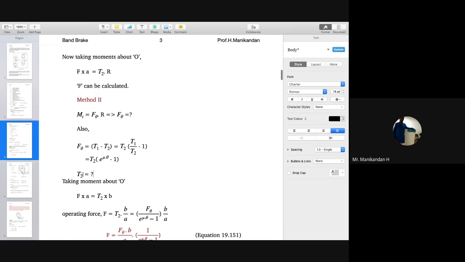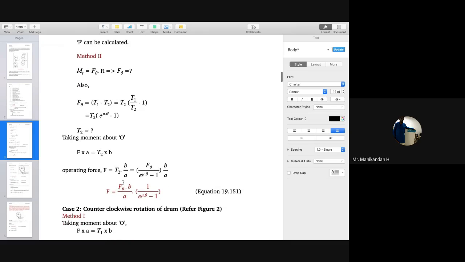Now, after finding out T2, taking moment about O, F into a is equal to T2 into b. We have F is equal to T2 into b by a. T2 is equal to F theta divided by e power mu theta minus 1, into b by a. Therefore, finally, F is equal to F theta into b by a, divided by e power mu theta minus 1. So, this is for clockwise rotation.